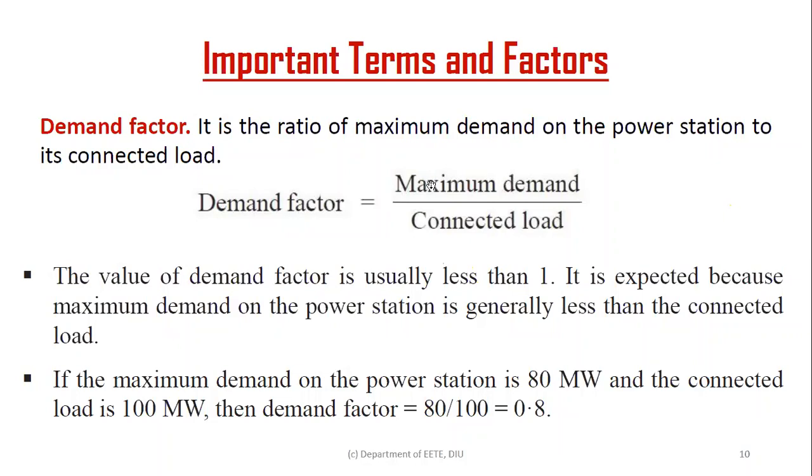So you see that the maximum demand value will be less, the connected load value will be bigger. So when we do the ratio, definitely the ratio will be less than 1. And it is expected because the maximum demand on the power station is generally less than the connected load.